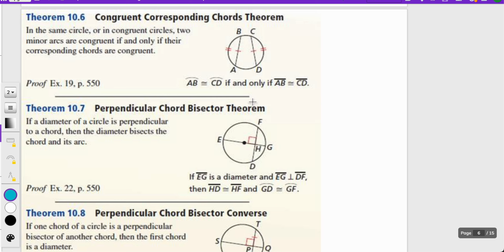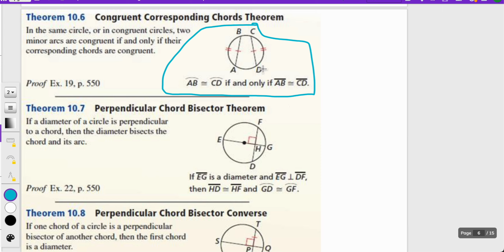Theorem 10.6 is the congruent corresponding chords theorem. In the same circle or in congruent circles, two minor arcs are congruent if and only if their corresponding chords are congruent. So we have a picture here, and we can say that arc AB is congruent to arc CD if and only if the segment AB, or the chord AB, is congruent to chord CD.